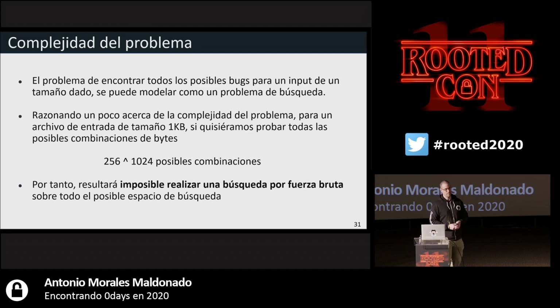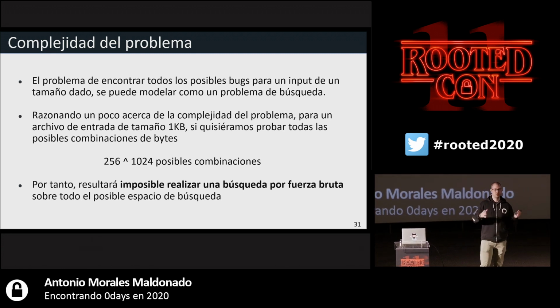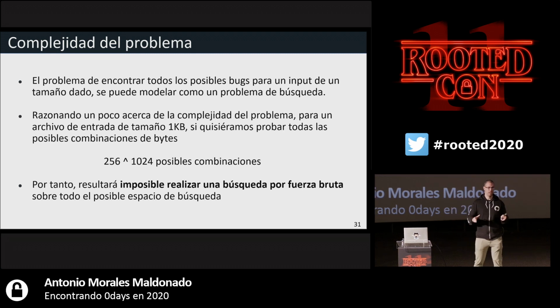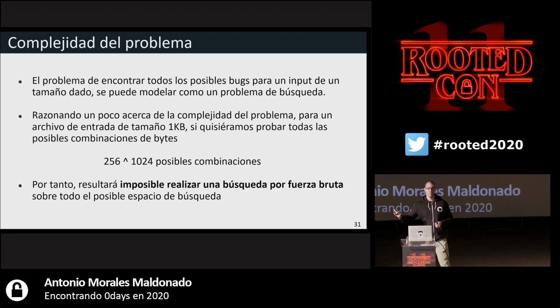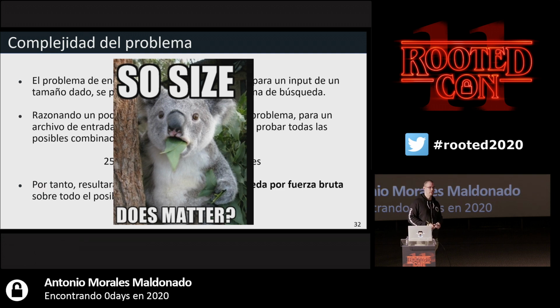So the complexity of the problem, and we see here why we are going to use fuzzing in an intelligent mode. Let's have a file, and we would like to fuzz this. Fuzzing will try to swap contents. If there was 1 kilobyte length and each byte might have 256 combinations, we have a problem of 256 to the power of 1024 total possible combinations. That's a lot.